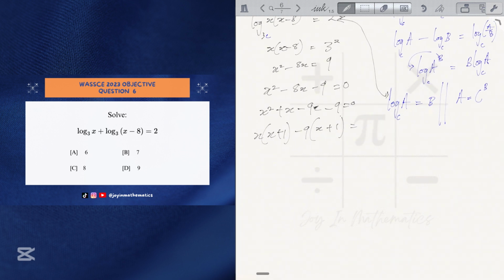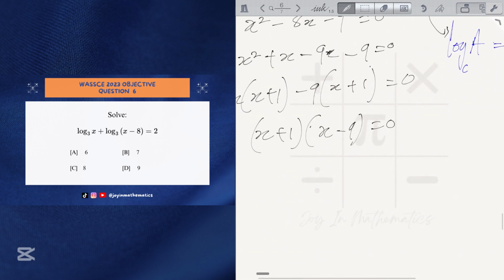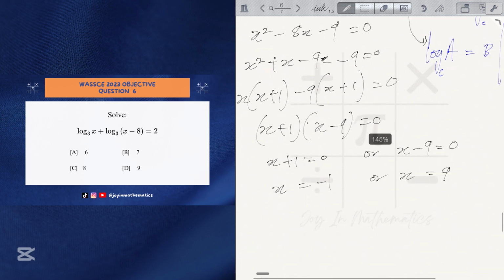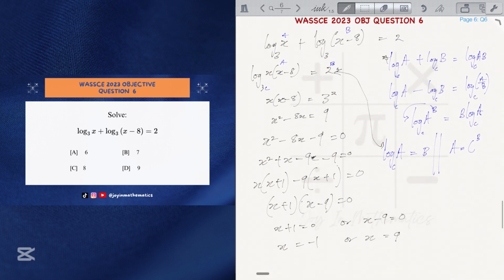So with that done, this will become x plus 1 and also x minus 9 equals 0. And moving on, we can take each factor to be equal to 0. So x plus 1 is equal to 0, likewise x minus 9 equals 0. So we have the two values: x is equal to minus 1 or x is equal to 9. So now we have solved the equation, but looking at our options, we only have the option of x equals 9, which is equivalent to option D.